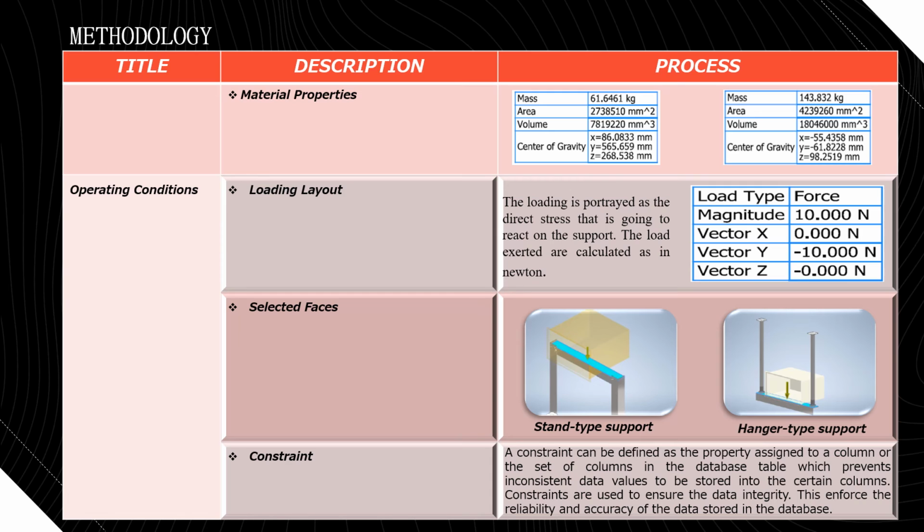Next are the selected faces. The selected faces are also very important. Here it shows the direction or where the loading will act onto the support. And lastly is the constraint. A constraint can be defined as a property assigned to a column or a set of columns in a database table which prevents inconsistent data values from being stored in the column. So constraints are used to ensure data integrity. This involves the reliability and accuracy of the data stored in the database. Here our constraint is a fixed type constraint.